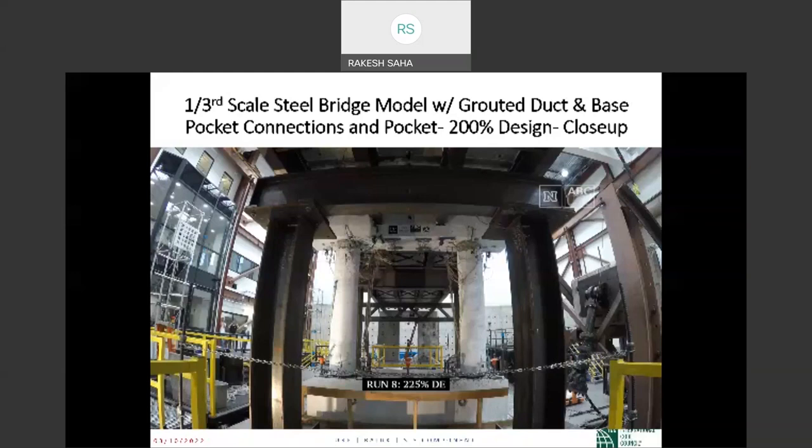If you look at the columns closely, the upper part, because we have already applied several earthquakes on this model, we have developed a plastic hinge. Okay, but there is no damage in the connection itself. In this particular bridge model, we also had the pocket connections at the base. There are two-way hinges at the base, but we used pocket connections. So let's see how this one did.